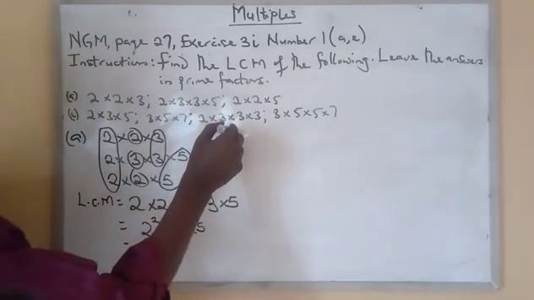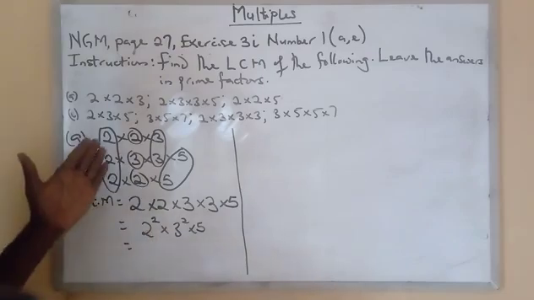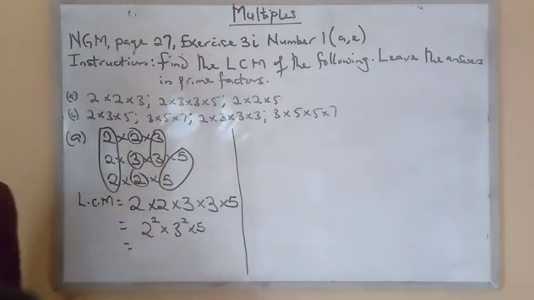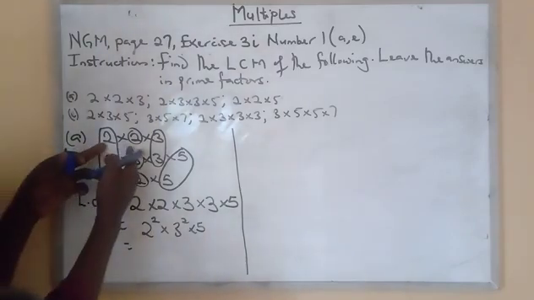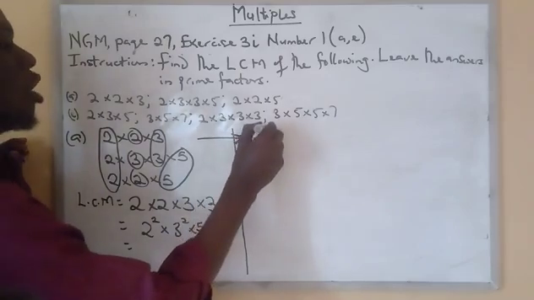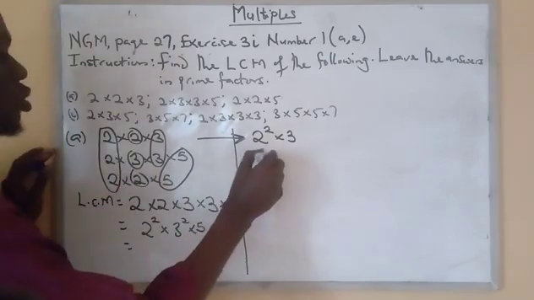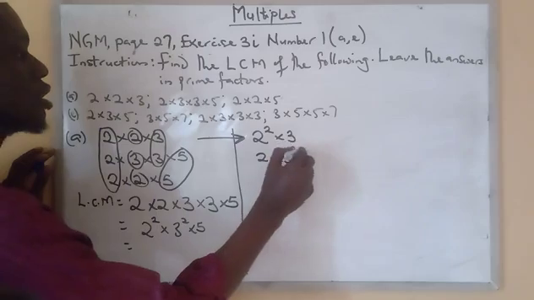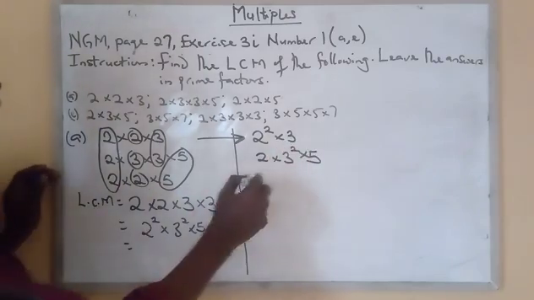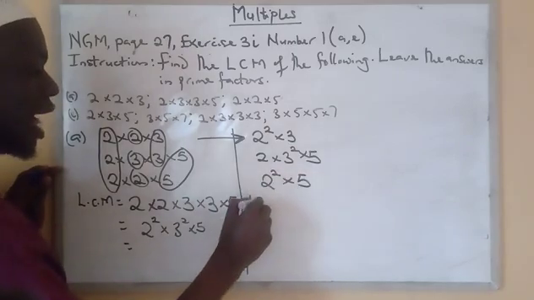There is another method of solving this. The method is just expressing each of these expressions in index form. For example, this can be expressed as 2 to the power of 2 times 3. This can also be expressed as 2 times 3 to the power of 2 times 5. Also, this is 2 to the power of 2 times 5. We can get the LCM also.